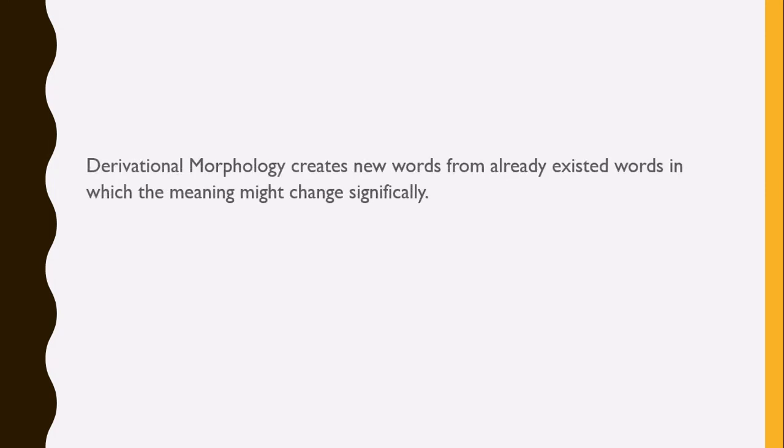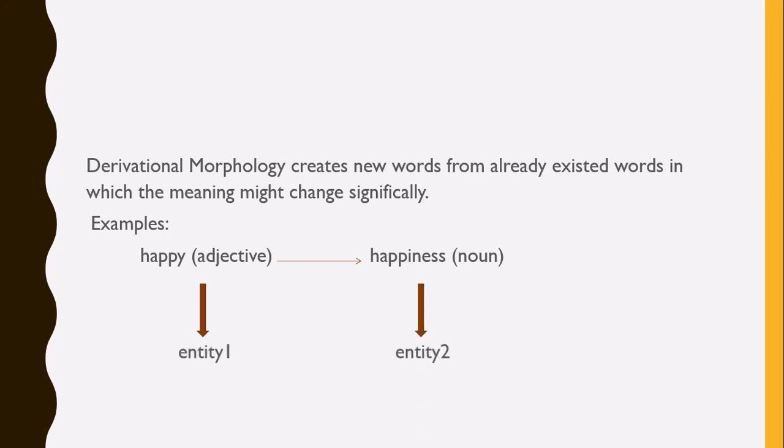Now, let's move to derivational morphology. So derivational morphology creates new words from already existing words, in which the meaning might change. An example, happy. If we add the suffix ness, the meaning changes and even the category changes. So simply here we have entity 1, happy as an adjective, and entity 2, happiness as a noun.